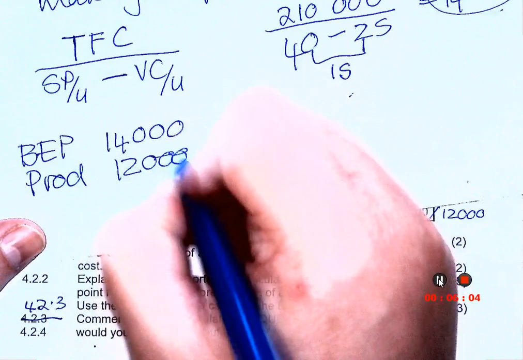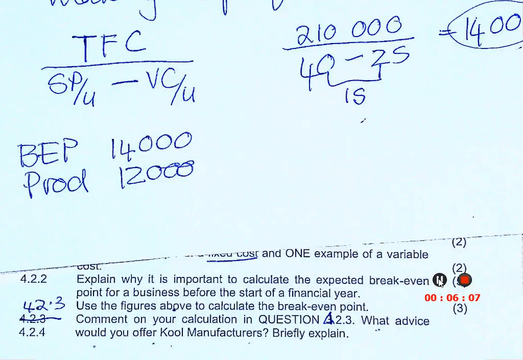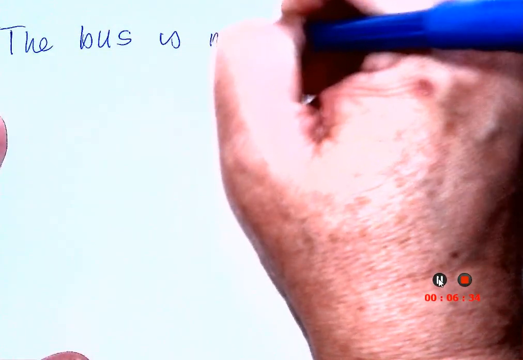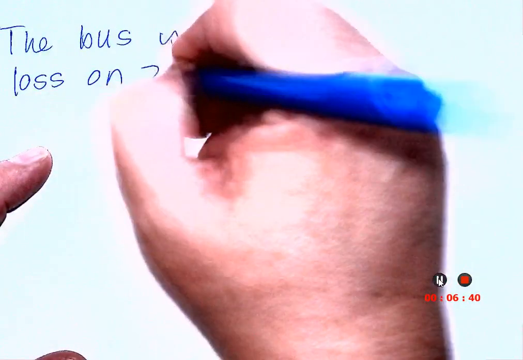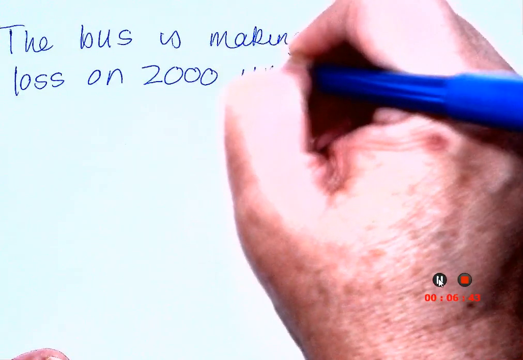Can you see that? So, that means that the business hasn't even made enough vuvuzelas to cover their fixed cost. They haven't reached the 14,000. They are 2,000 short. So it means they are making a loss. Do you see that? Is everybody sharp with that? So I'm going to say the business is making a loss on 2,000 units.